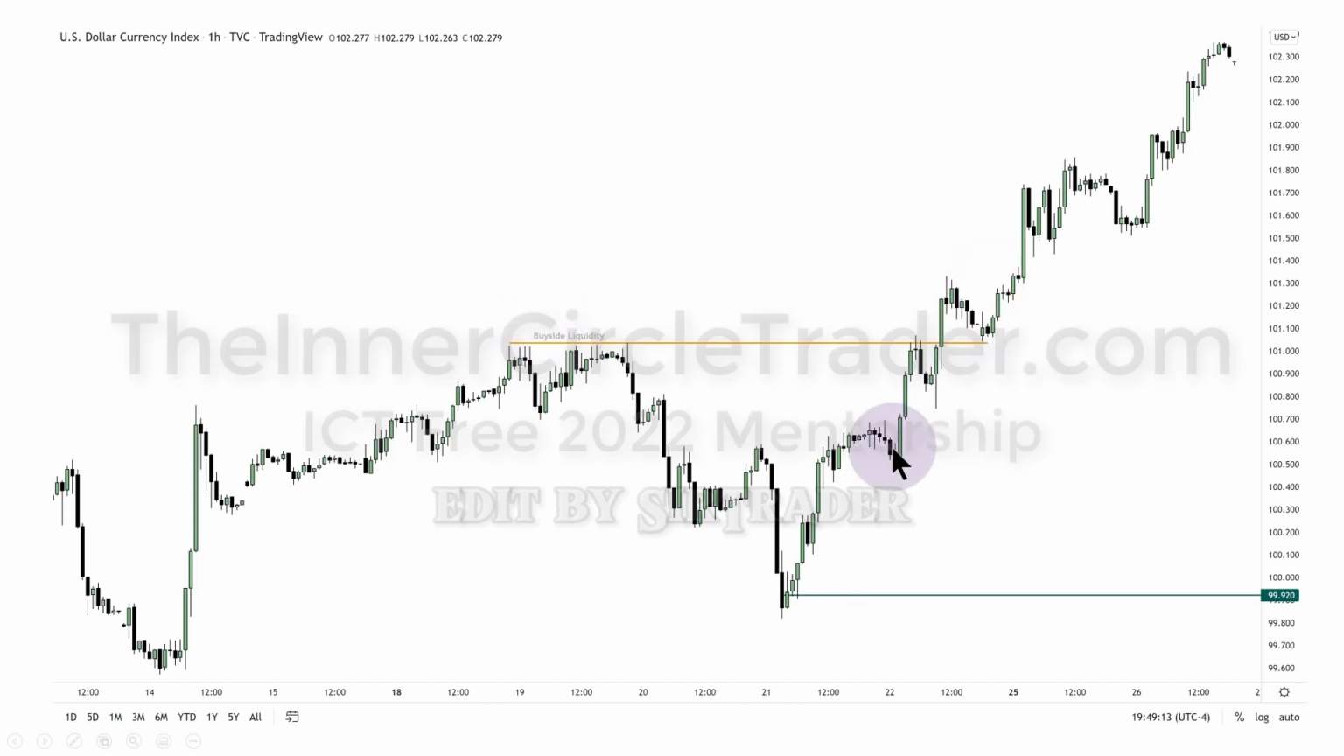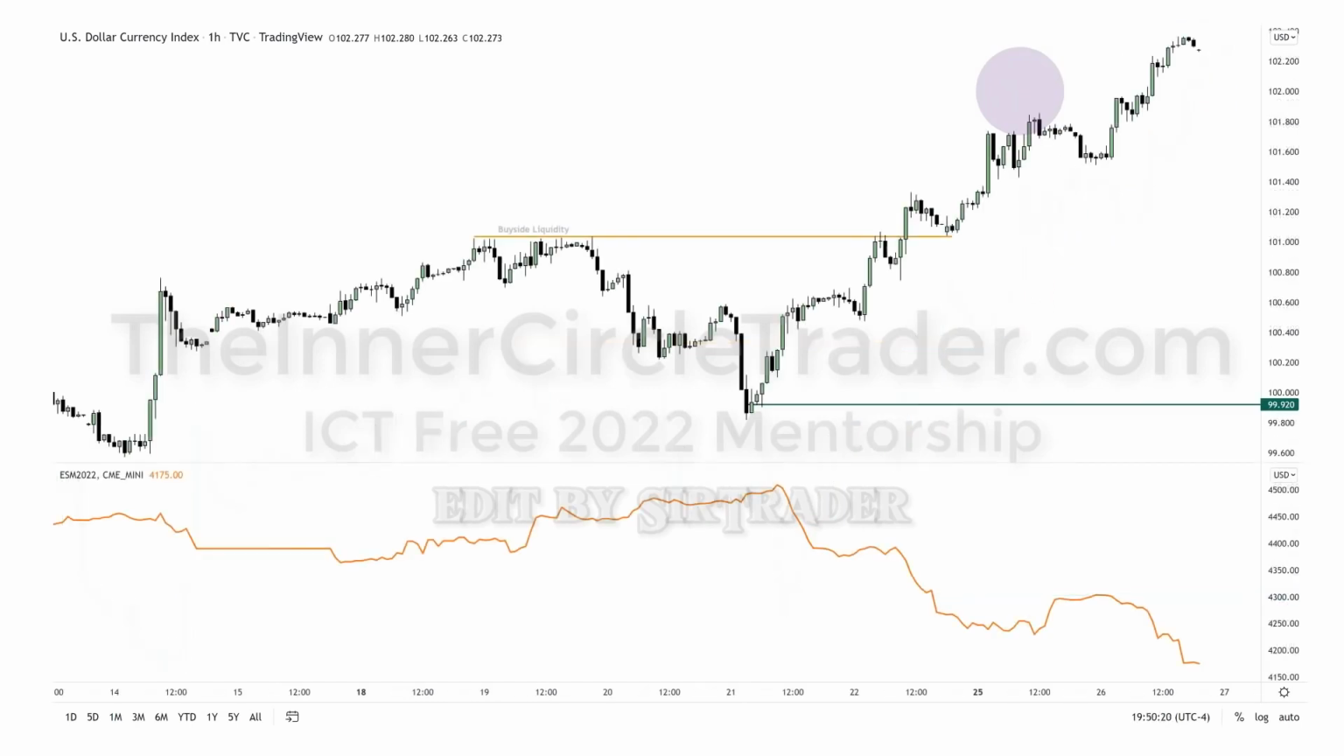I want you to look at the relationship between this price move here. Let's take a look at what the relationship looks like with the dollar versus the E-mini S&P. So this is the June contract for 2022 of the E-mini S&P futures market. As this dollar was going higher, what was going on in the E-mini S&P? See that inverted relationship there?